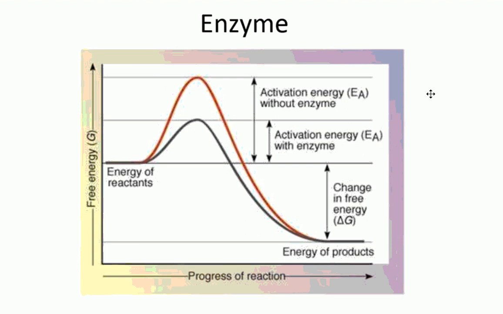Here's a graph, the same kind of graph we looked at earlier, whereas the red line is the reaction without the enzyme, and the black line is the reaction with the enzyme. Notice what happens to the activation energy. It goes down. Therefore, that reaction is going to occur more efficiently. It's going to use less energy, and it's going to happen quicker.